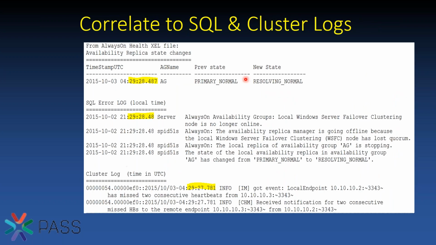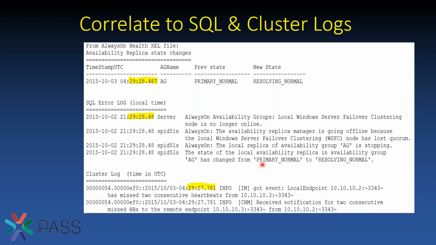If I look here, you can see in this example, I went from primary normal to resolving normal at 10:03 on October 3rd at 4:29 a.m. UTC time. Adjusting for local server time, which the SQL error logs show, you can see basically at the same minute and second, that Windows Server failover clustering node is no longer online. So basically I have a message here that the cluster went offline, and you can see the next message in the SQL logs says the Windows cluster node has lost quorum.